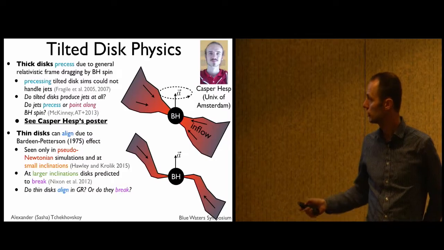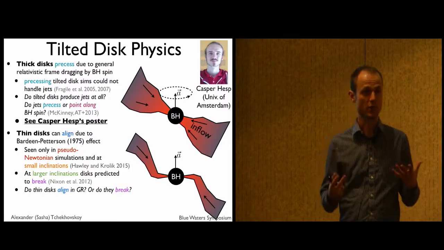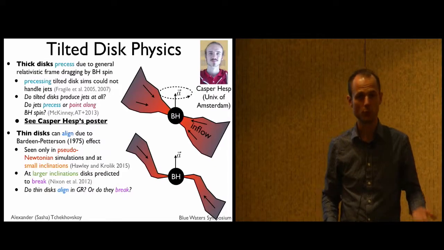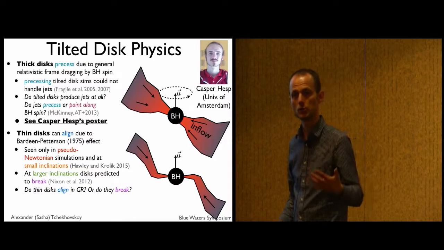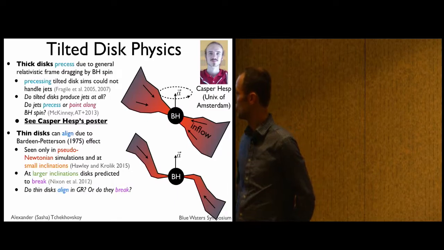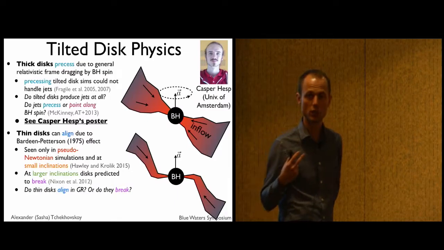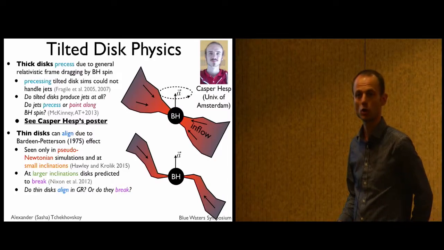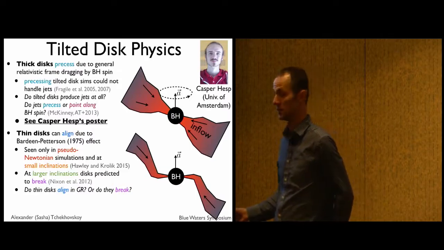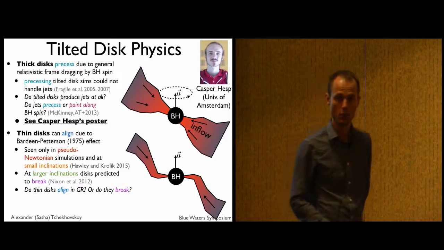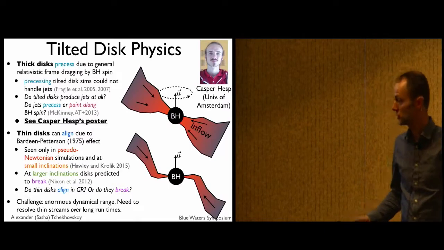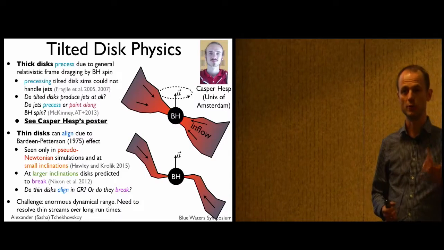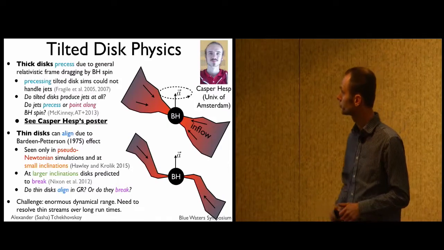In fact, at large inclinations like this, the expectation is that the disk will break into independent rings, which would be a really important effect. And so it would be nice to see if this effect happens. So the big questions we try to address here are: if we have a thin disk, does it align with the black hole spin in GR, or does it not? Does it break or not? This is a challenge that is only possible by a combination of adaptive mesh refinement and the GPUs.